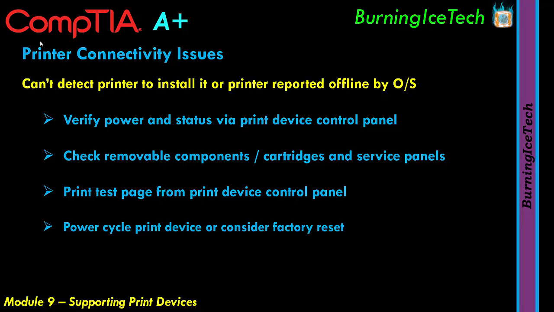Next, do a power cycle on the print device, or consider doing a factory reset. Now, the words power cycle sound very fancy and complicated. That's typical CompTIA for you. That basically just means restart the device. So whenever someone says do a power cycle, it really just means restart that device. And it sounds funny, but surprisingly that does solve a lot of problems, guys. You'll be surprised to know how many times it really does solve a problem to just restart something.